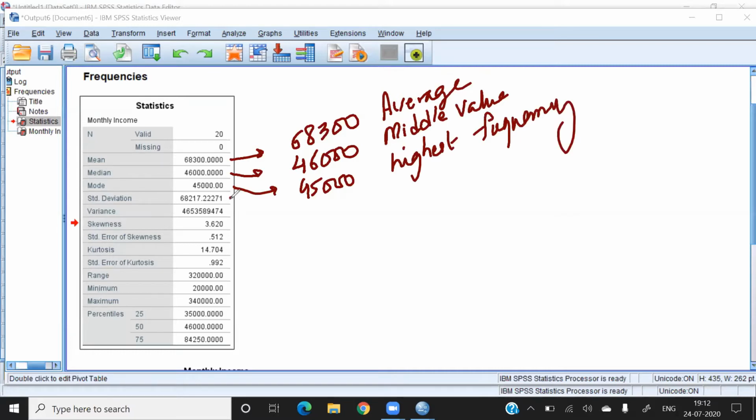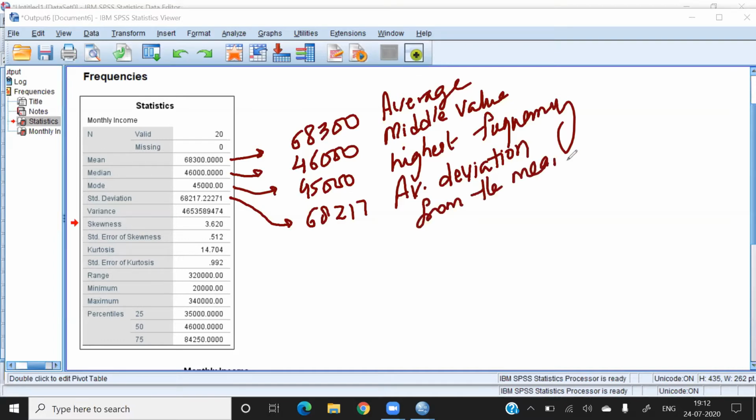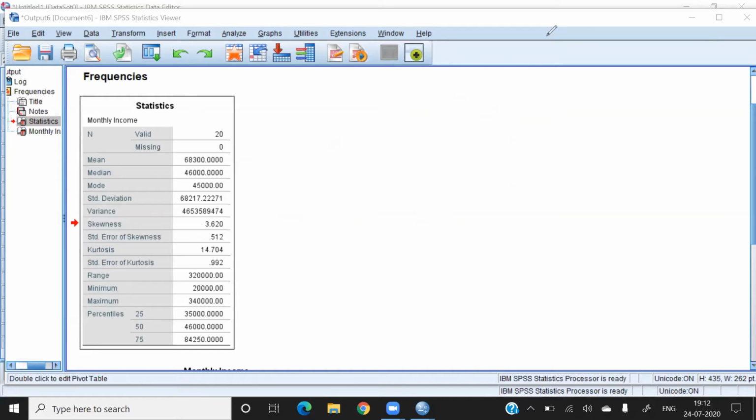Then we examine the standard deviation, which is 68,217. This standard deviation is known as the average deviation from the mean. Minimum value, maximum value, no need to define. Range is the maximum minus minimum, right? So these are the different values we can have in the output. But two things are very important: one is kurtosis and one is skewness. So what is the meaning of that? I'm showing you the meaning of skewness and kurtosis.